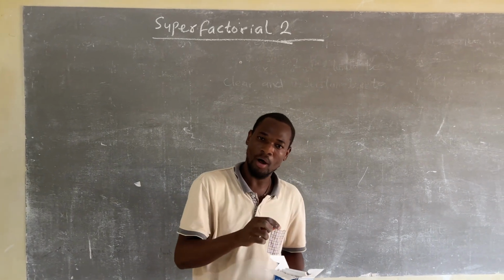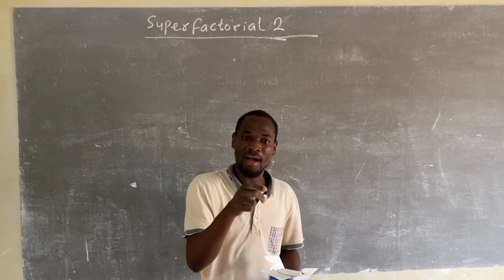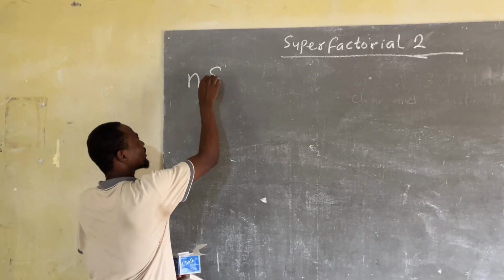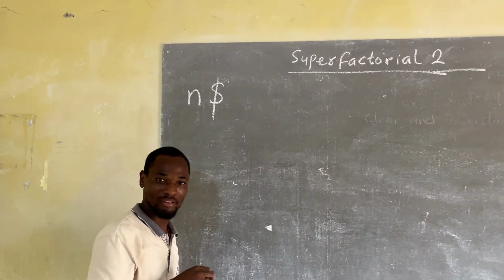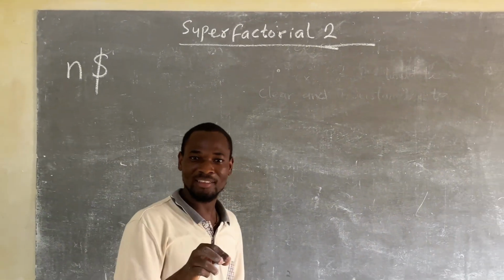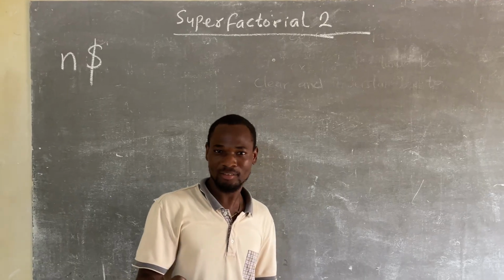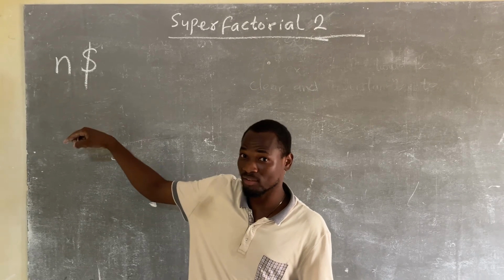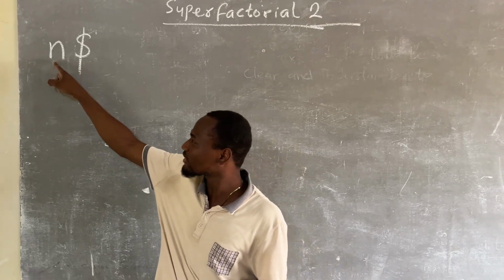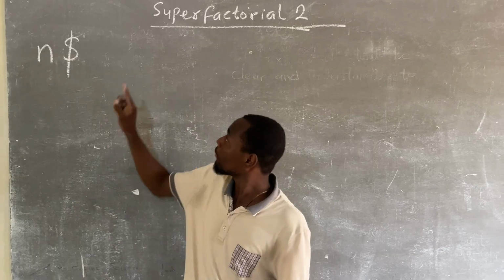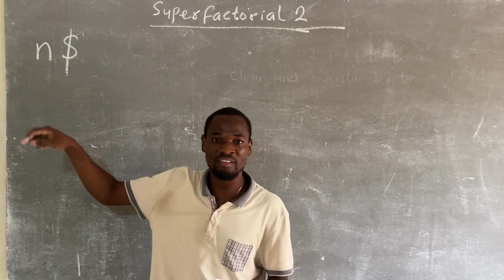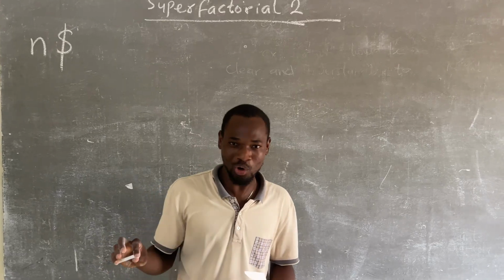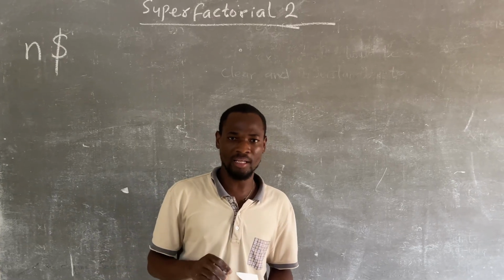This superfactorial mathematically is denoted by this. You have n and you have what? The dollar sign. Remember we said mathematics is a language, right? So as a mathematician, you should understand what it means. This is not pronounced as n dollars, but rather superfactorial of n, or n superfactorial. As simple as that.